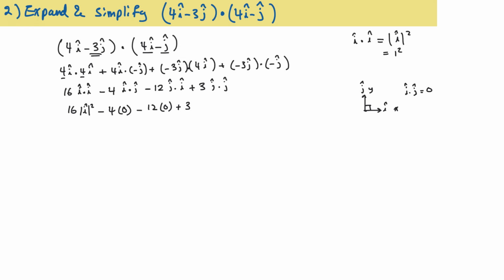And finally, plus 3, same idea as i, it's going to be the magnitude squared. I'm forgetting some equal signs here, so I'm going to put them down. And then I get 16 times 1 squared, minus 4 times 0 is 0, minus 12 times 0 is 0, plus 3 times 1 squared. This is going to be 16 plus nothing here, and then 3 times 1 is 3. So this is going to give me 19 as my final answer.